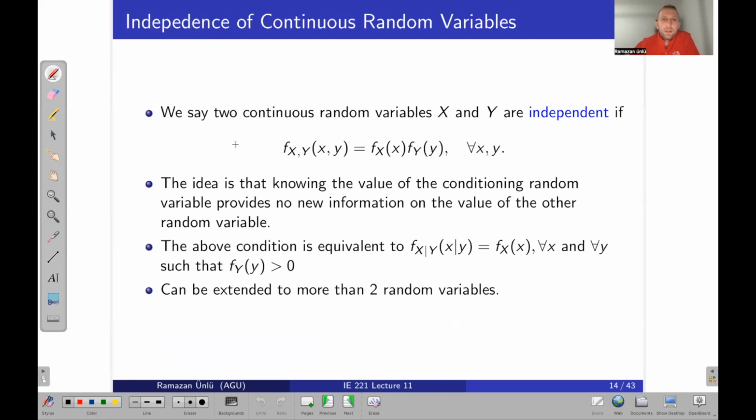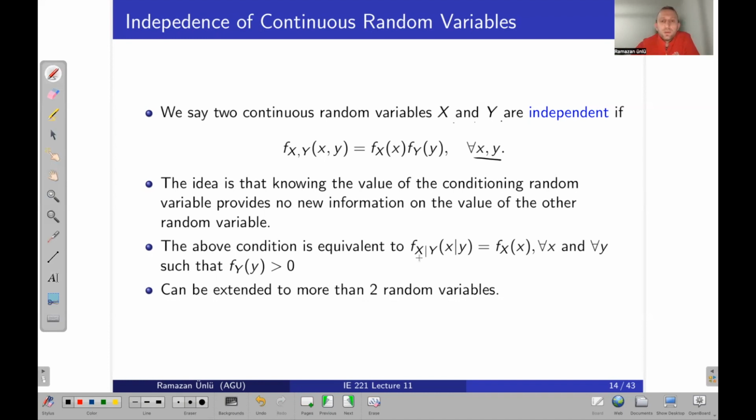Okay, let's look at continuous random variables. Actually, the things are very similar. We say two continuous random variables, X and Y, are independent if the joint PDF is equal to the product of the marginal PDFs for any X and Y pairs, okay? And the idea is the same. One continuous random variable will not give some extra information about the other continuous random variable, okay?